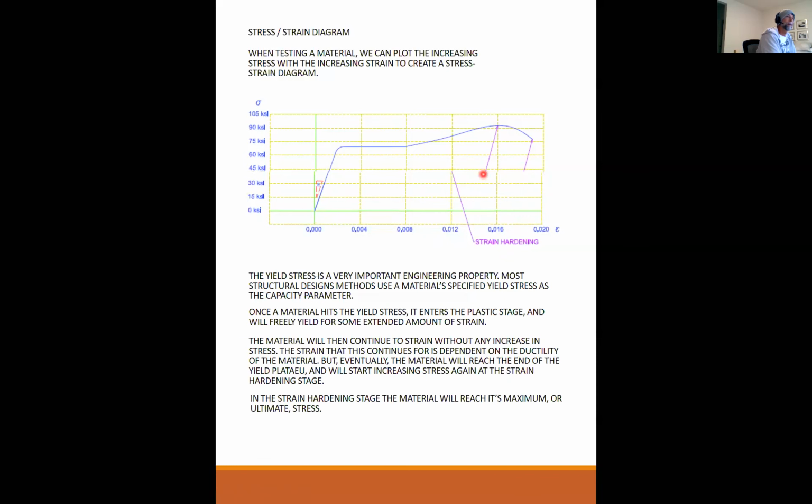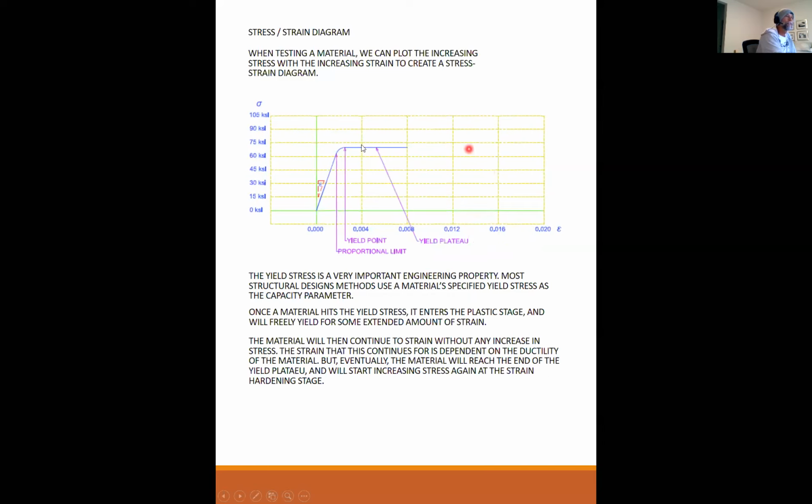And if I keep going back, from the yield plateau and all the way over to this is really the strain hardening range. And this flat part is known as the yield plateau. This discrete point right here is where it starts yielding, that's the yield point. And this discrete point right here, where it's no longer going up in a straight line, is the proportional limit. So those are all the different points on this graph.